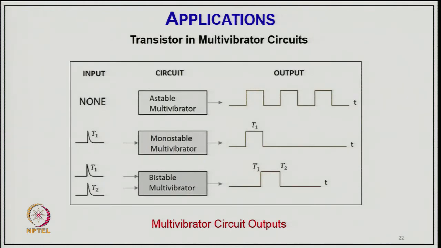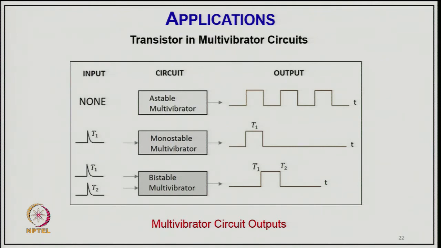Another major application is in multivibrators. Multivibrators are of different kinds. First is the astable multivibrator, which does not have any input, but is like an oscillator. You design it for a particular frequency, so it gives you a square wave of that frequency, which you can adjust by the components put into the circuit, where a couple of transistors are used in this multivibrator.